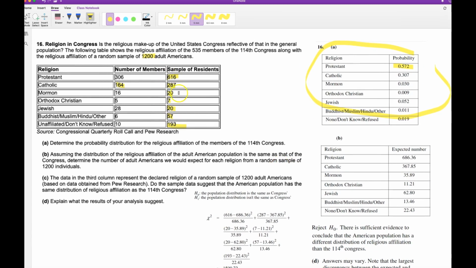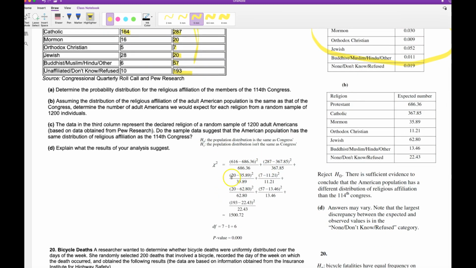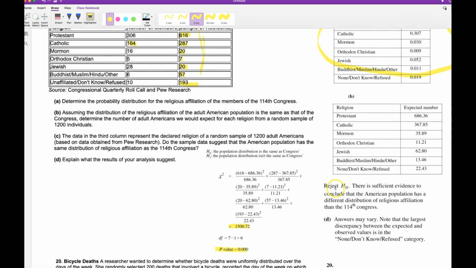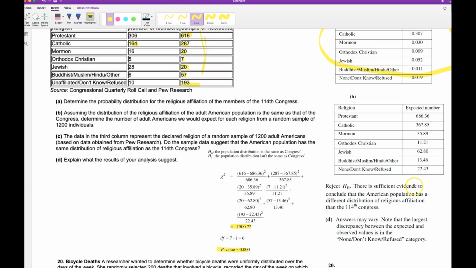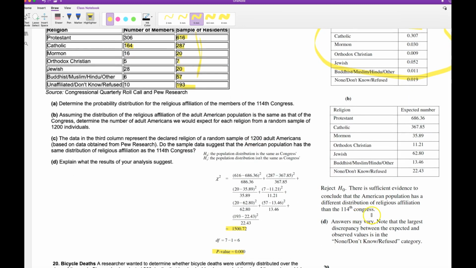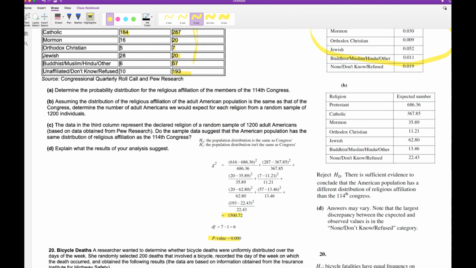And once you have the observed and the expected, we can write our null and alternative, given that the distribution is the same as Congress, or that it isn't the same. And you can do all those values, get your p-value. In this case, the p-value is really small. The chi-square is really big, so we reject the null hypothesis. We do say there is sufficient evidence that the American population religious distribution is different than Congress. And so that becomes our conclusion.